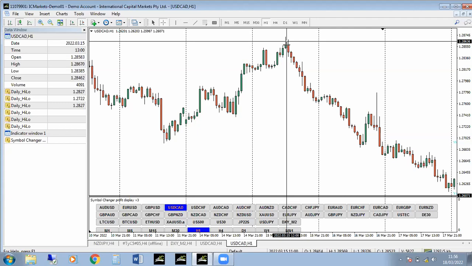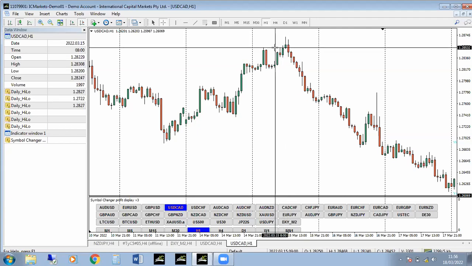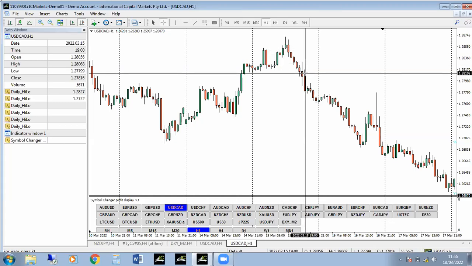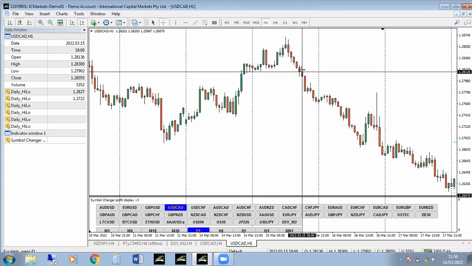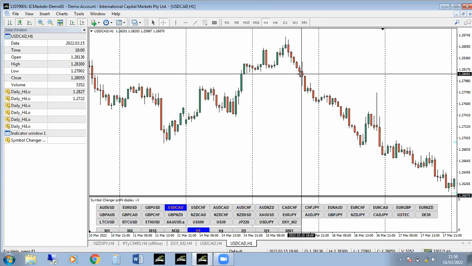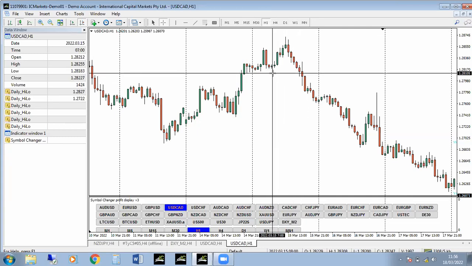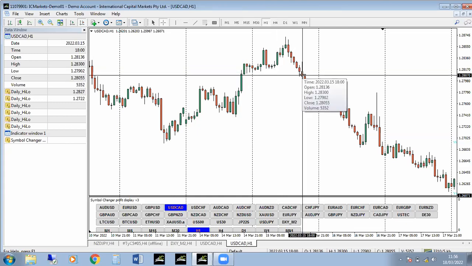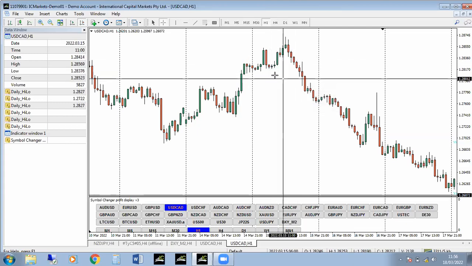We want to see the high of the day form between 8 a.m. and 6 p.m. MT4 time. That's basically what we have, the end of the Asian session to the end of the London session. That's when we are looking for all our setups.